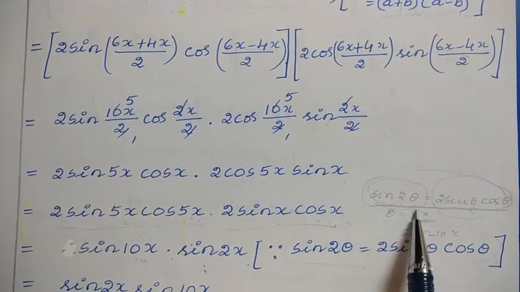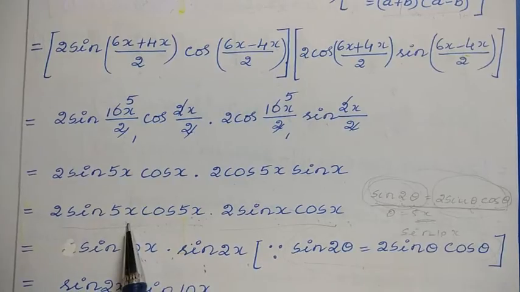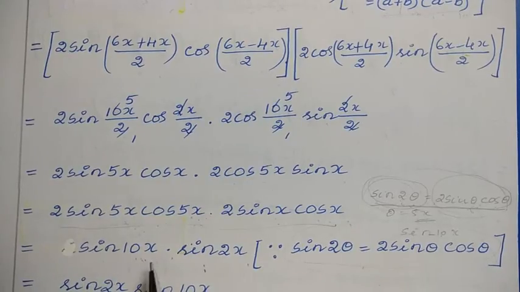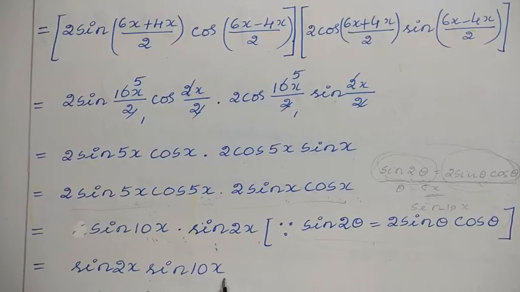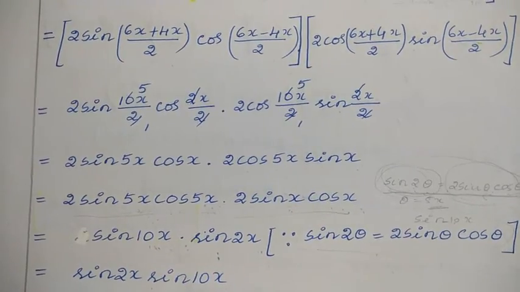Here we have sine 2 theta for theta, and here I have 5x, so I get the answer sine 10x into, in this case we have x, so we get the answer sine 2x. So now just interchange sine 2x into sine 10x, which is nothing but the RHS.